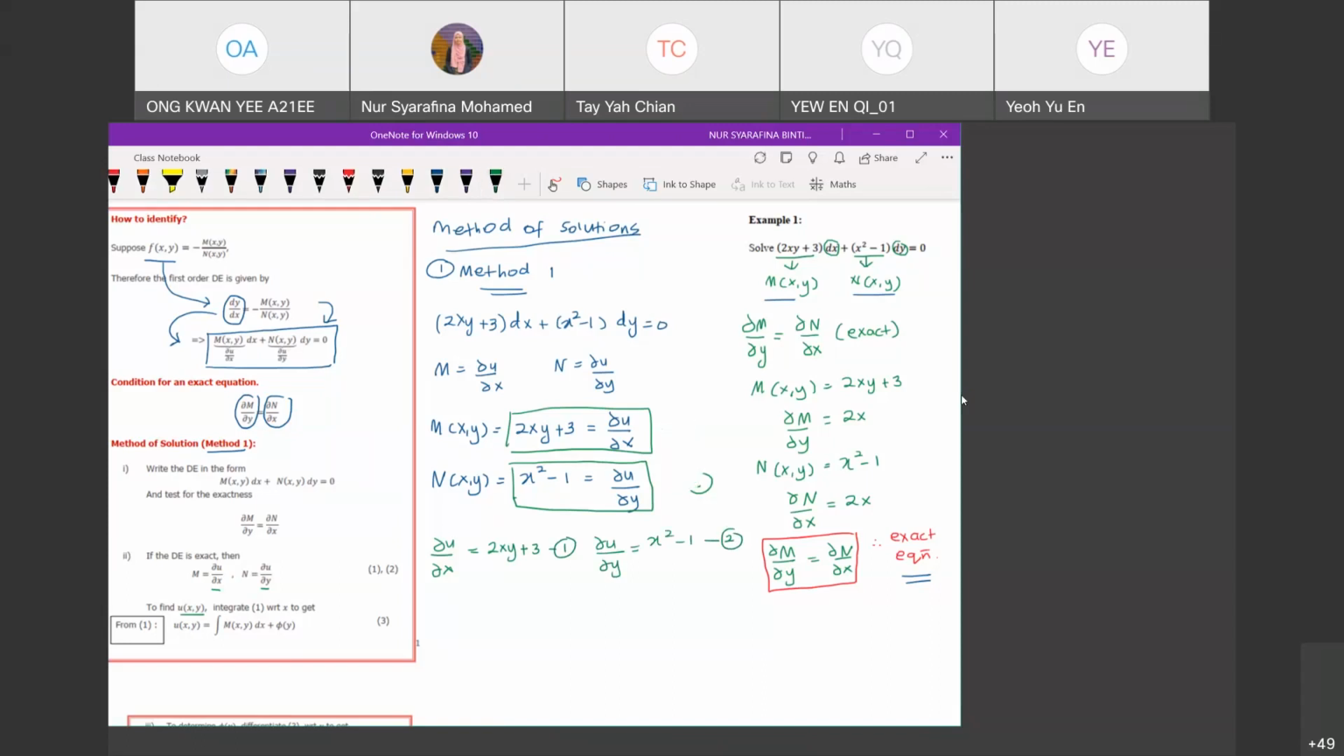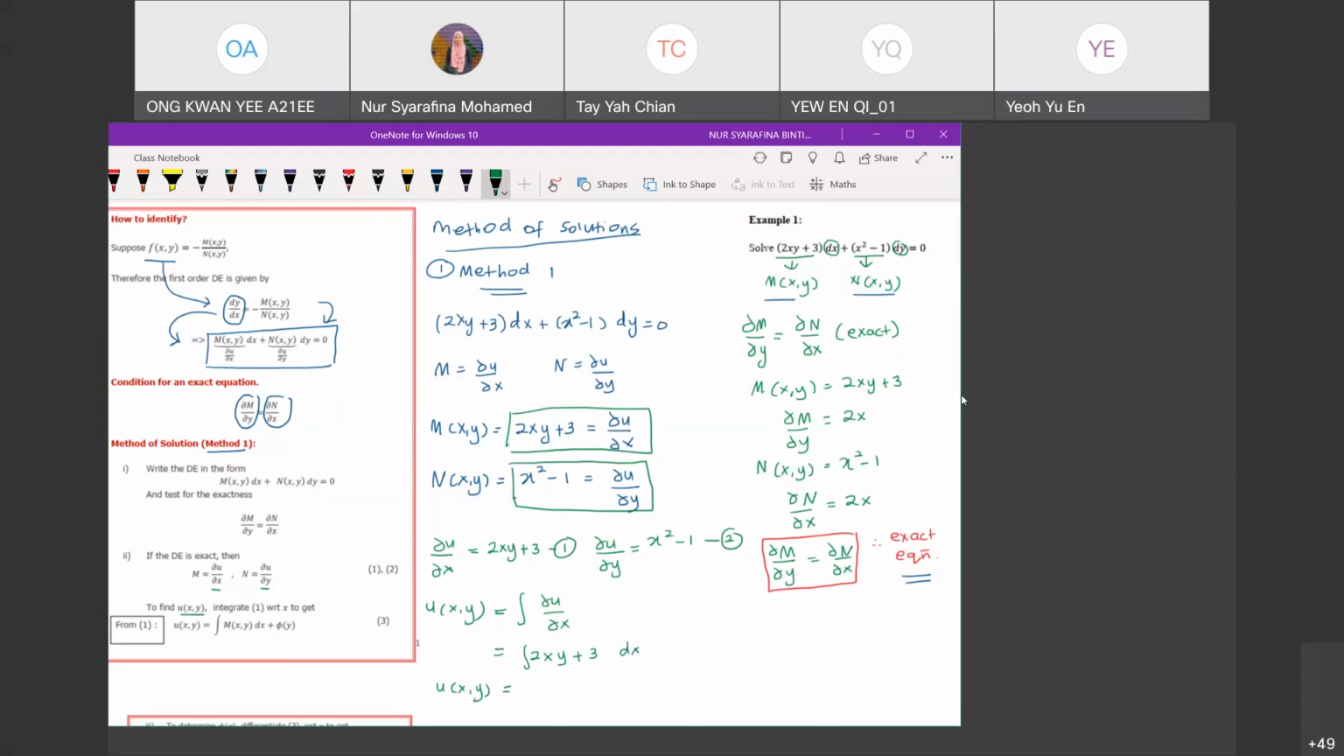Okay, so now in order to get the solution out of this del u del x, del u del y, of course we can have uxy as our solution. So this uxy comes from integrating del u del x, integrating M here with respect to x. So integrate what? Integrate 2xy plus 3 with respect to x. Okay, so we have what? So we have here uxy equals to integrate with respect to x.